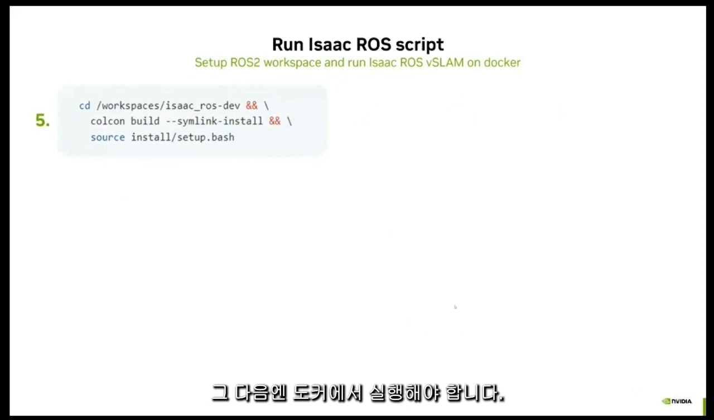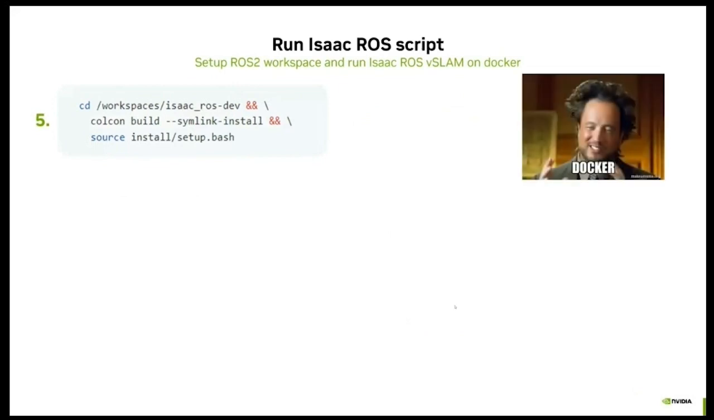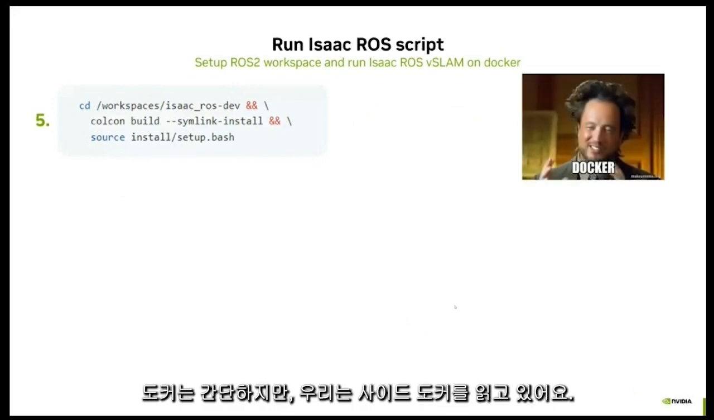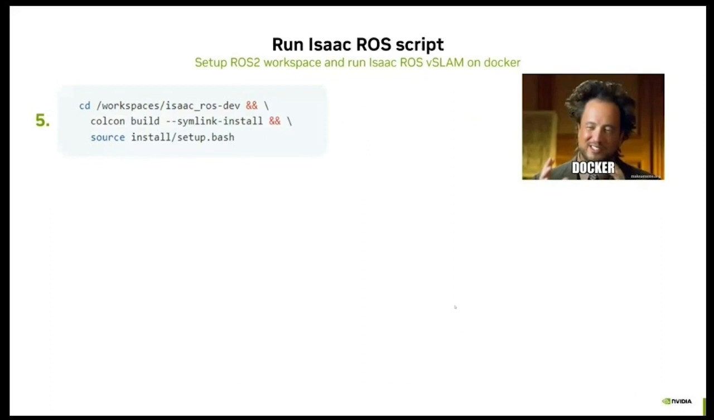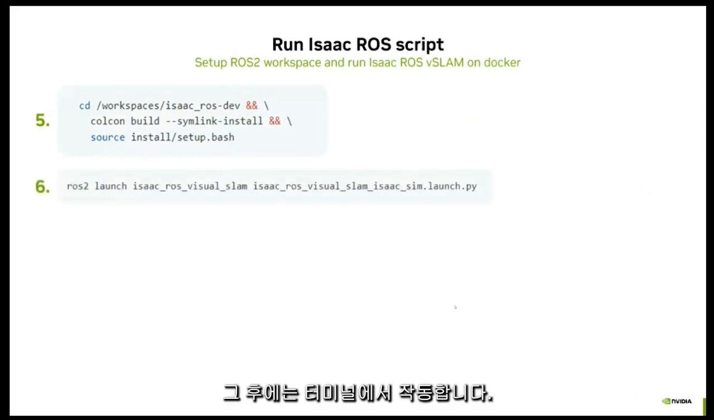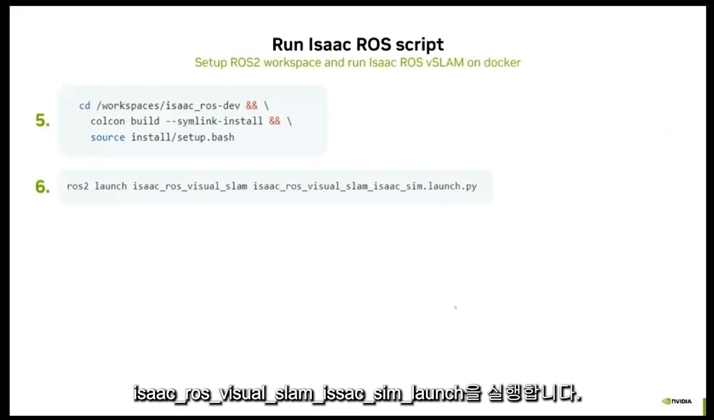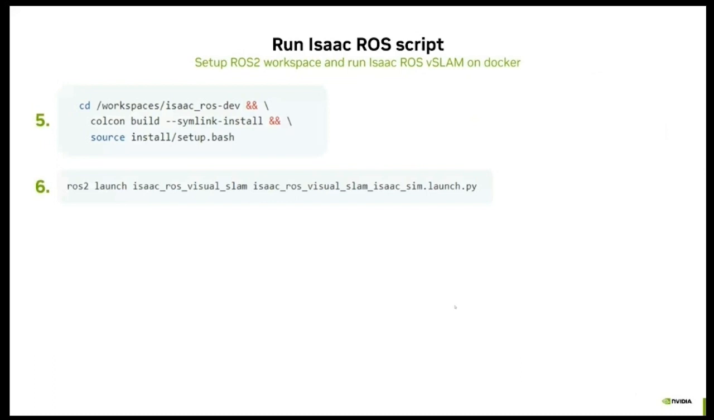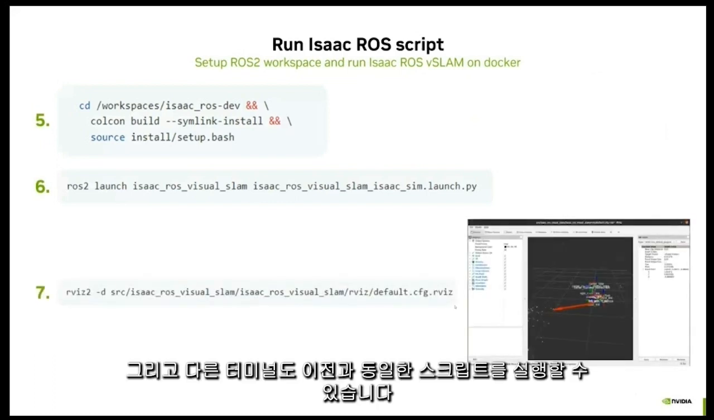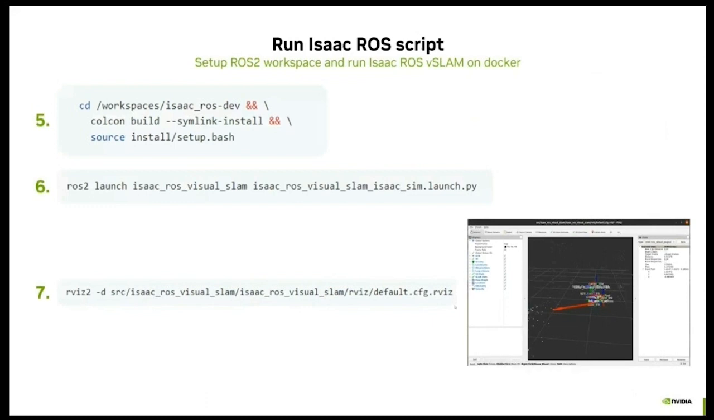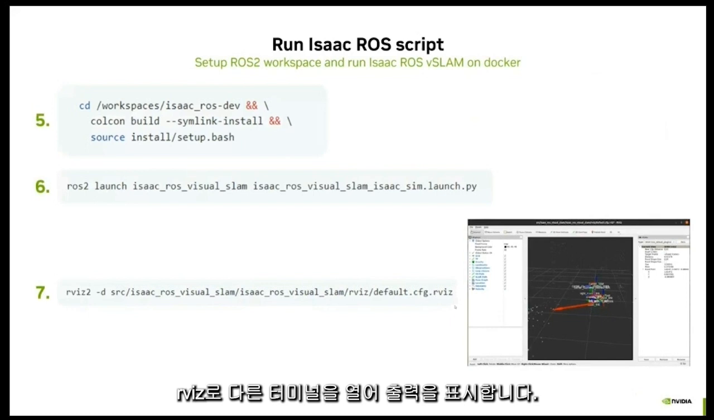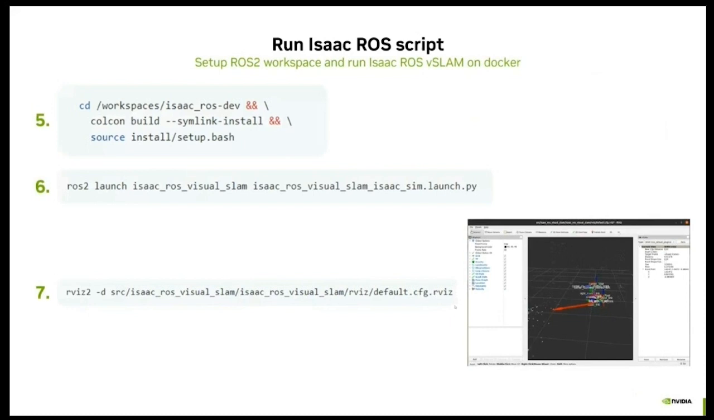After that, we need to jump into Docker. I know, guys, Docker is simple, but we are already inside Docker if you follow this demo. After that, you run in a terminal Isaac ROS Visual Slam Sim, and in another terminal you can run the same script you've seen two pages before, and open another terminal with RViz to show the output.